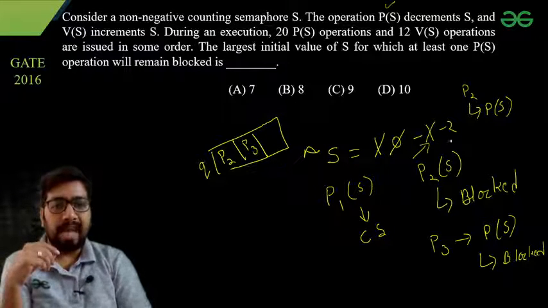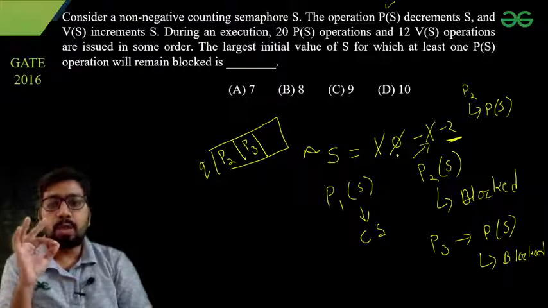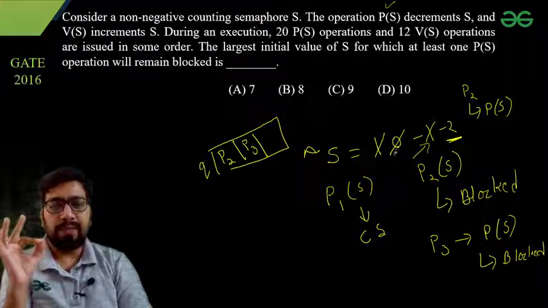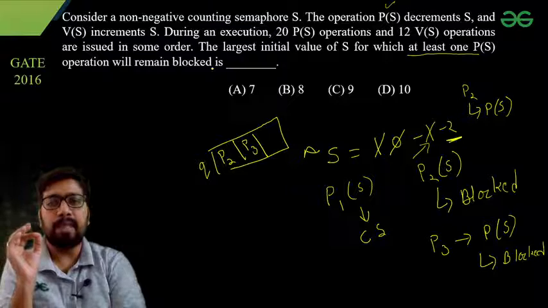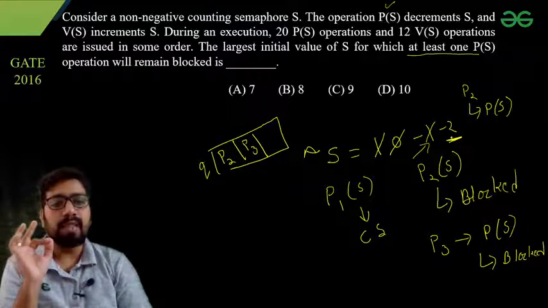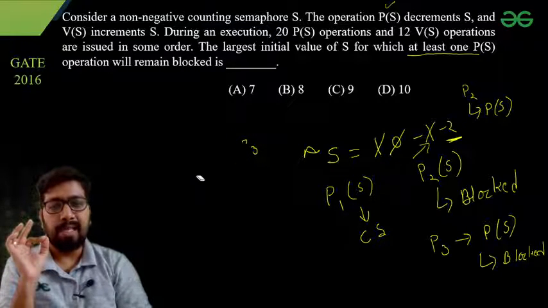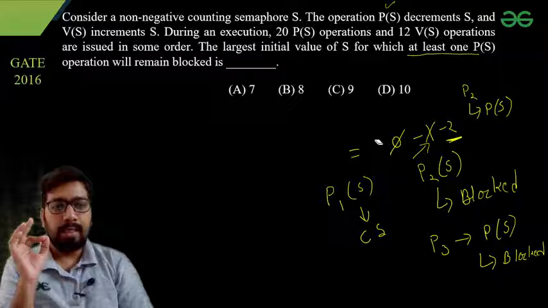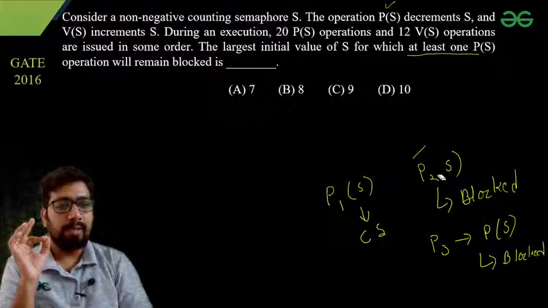So the negative value is giving us the total number of processes in the blocked state. And in our question, it is given that at least one process will remain in the blocked state. That means the semaphore's final value must be -1. The semaphore's negative value must be -1. So let me first delete everything.